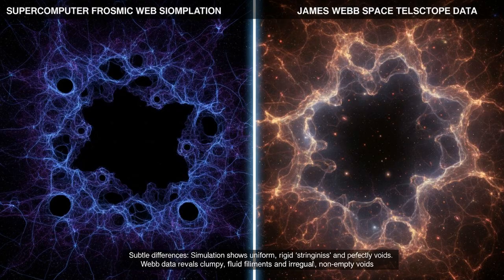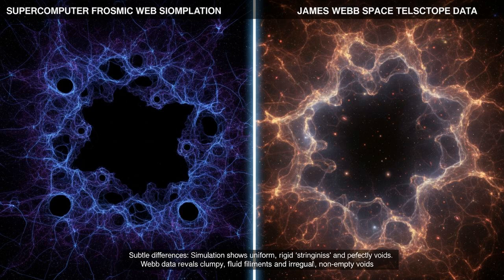For 20 years, the Millennium simulation and its successors have been the gold standard for visualizing the cosmic web. These supercomputer models start with the physics of the Big Bang and let gravity run its course. They produce a specific look to the web, a fractal-like network of knots and threads. The Webb data is the first real stress test for these simulations on fine scales.